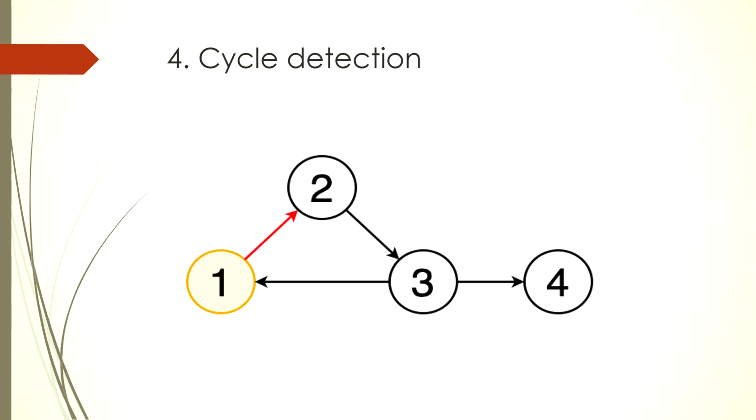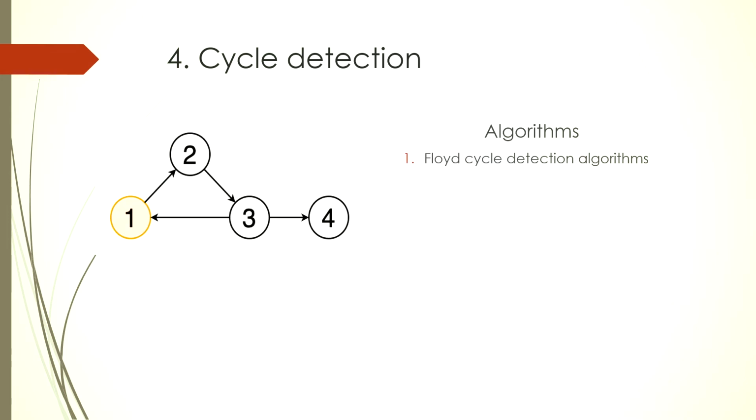Number 4, cycle detection. A cycle is a path in a graph where the first and last vertices are the same. If we start from one vertex, travel along a path, and end up at the starting vertex, then this path is a cycle. Figure 5 shows an animation of traversing a cycle. Algorithms: Floyd's cycle detection algorithm, Brent's algorithm.